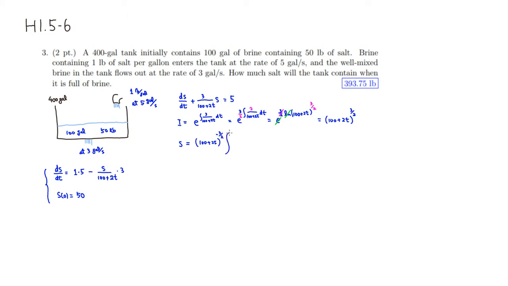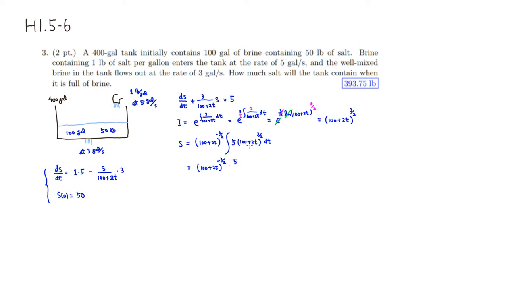Then the integral of q of x is 5, so it's going to be 5 times the integral of (100 plus 2t) raised to the negative 3/2 power with respect to t. Alright, so let's find the antiderivative. So I'm going to have (100 plus 2t) raised to the negative 3/2 power. Alright, then let's see. I'm going to actually pull out the 5.